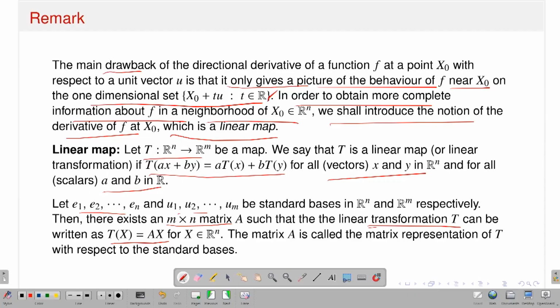I will say that the matrix A is called the matrix representation of T with respect to the standard basis. This kind of thing you might have seen in linear algebra courses, a one-to-one relation between linear transformations and matrices. If I have a matrix, then it will induce a linear transformation. If I have a linear transformation, then I will have a matrix A such that the action of T is the same as the action of A on that same vector x. I need only those two pieces of information to talk about the total derivative of a function f from R^n to R.